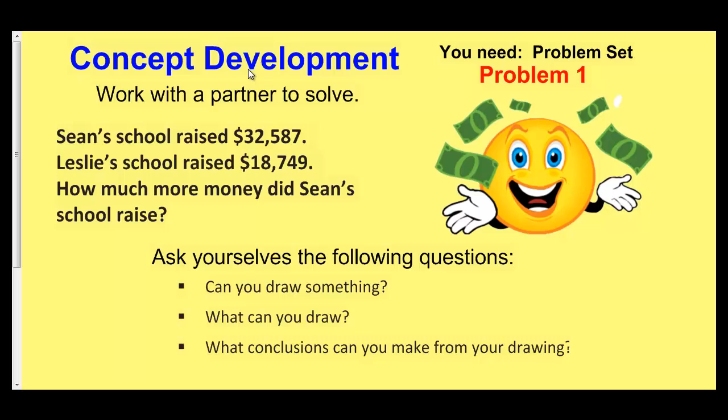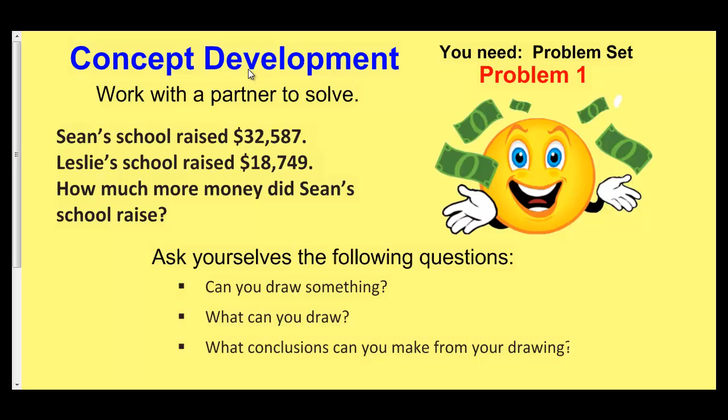Sean's school raised $32,587. Leslie's school raised $18,749. How much more money did Sean's school raise? And I want you to ask yourselves the following questions. Can you draw something? What can you draw? What conclusions can you make from your drawing?